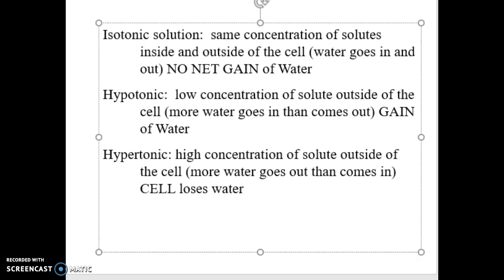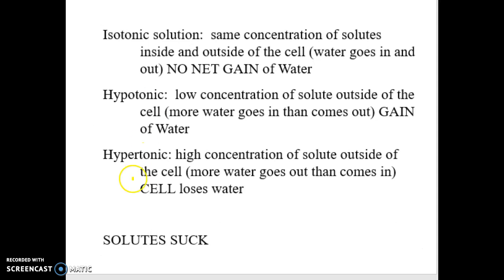Okay, so rule of thumb, solutes suck. Wherever you have your solutes, that's where water is trying to go. What the water is trying to do is balance out the concentrations and reach a point of equilibrium, an equal concentration outside compared to the concentration inside. Equilibrium is what the cell needs to be in. If the cell's swelling up because it's gaining water or shriveling because it's losing water, that can destroy the cell. It needs to stay in its nice isotonic condition or balanced environment.